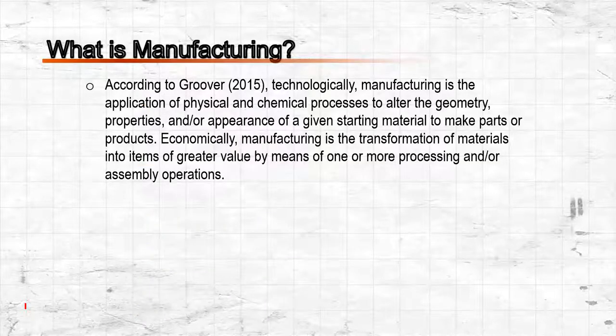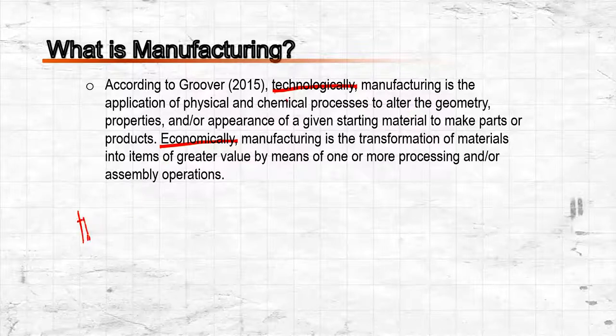So to start, let's define what is manufacturing. According to Groover 2015, he defined manufacturing in terms of technological definition and in terms of economics. In terms of technological definition, he says that manufacturing is the application of physical and chemical processes to alter the geometry, properties, and or appearance of a given starting material to make parts or products.